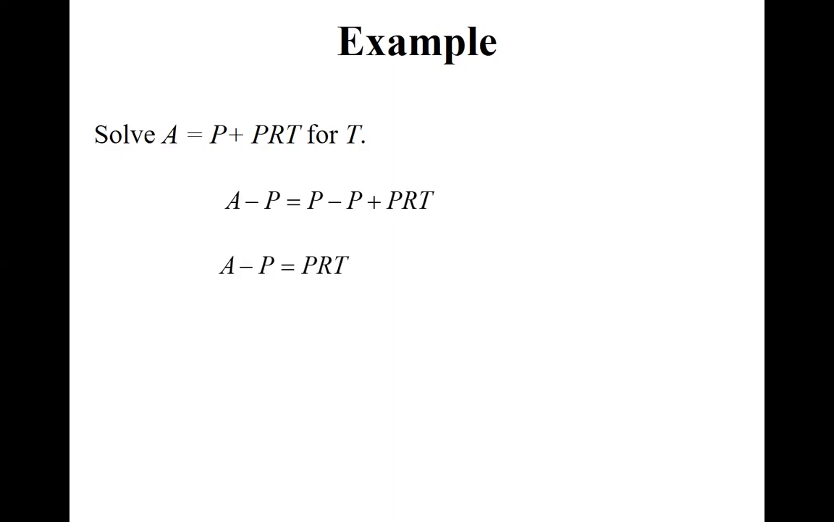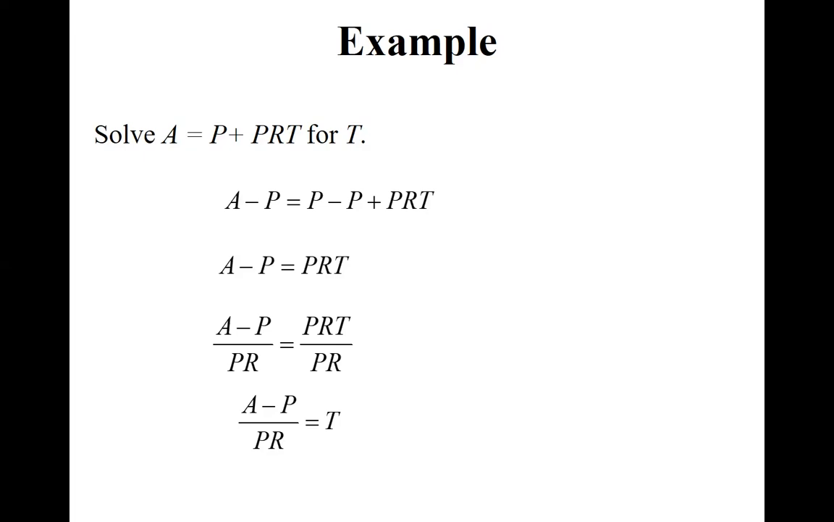Now, to get the T by itself, the T is multiplied by PR, so we have to divide by PR. And we can't just do that on one side, we have to do it on the other. We have to keep it balanced. But again, there's nothing we can do to simplify anything on the left, so it stays as is. On the right, PR over PR cancel each other out, leaving us with just T. So A minus P over PR equals T.